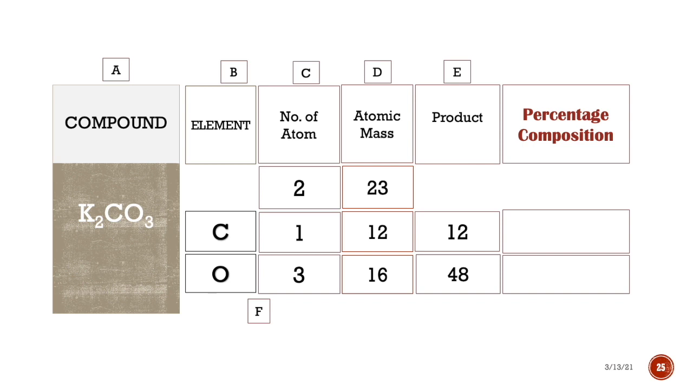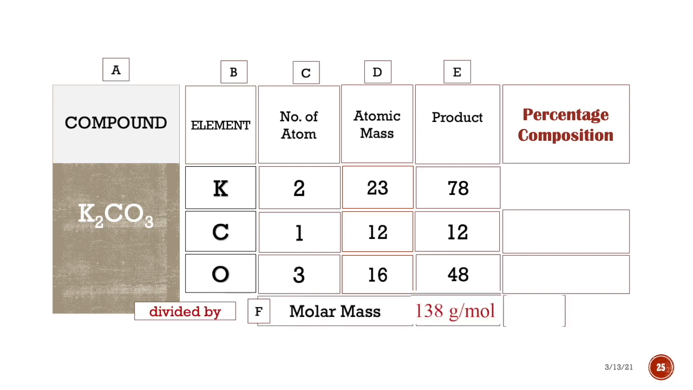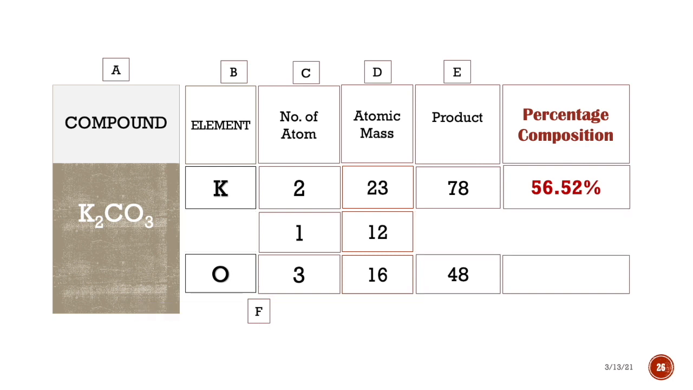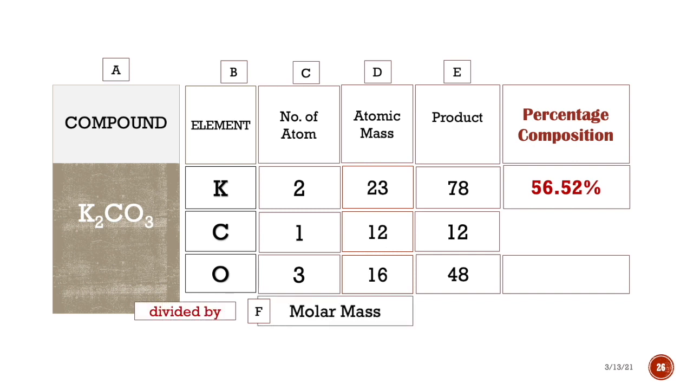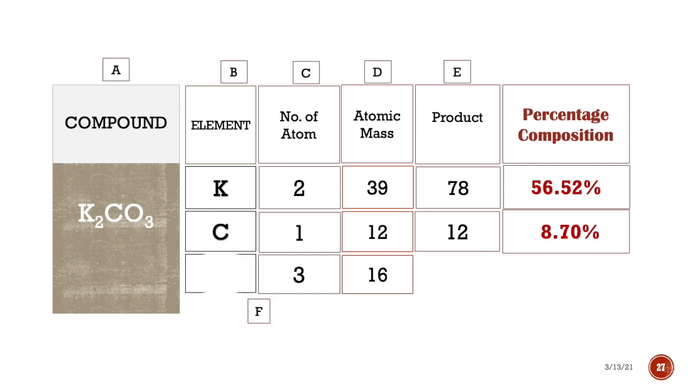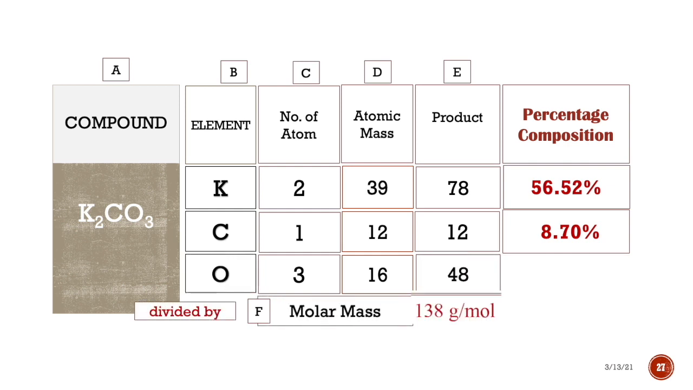So, for potassium carbonate, 78 divided by 138 times 100 will give you 56.52%. For carbon, 12 divided by 138 times 100 will give you 8.70%. For oxygen, 48 divided by 138 times 100 equals 34.78%.